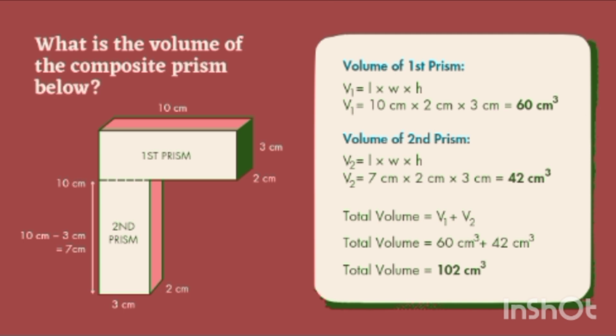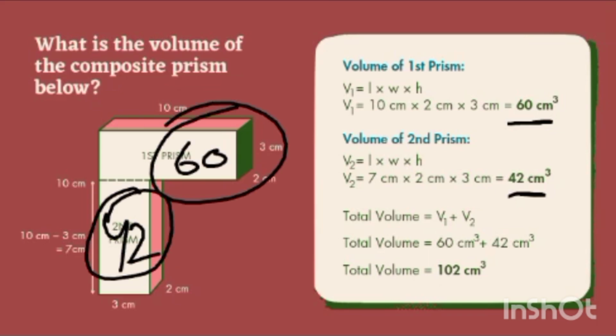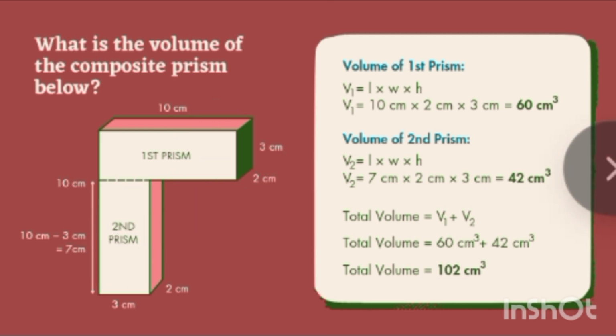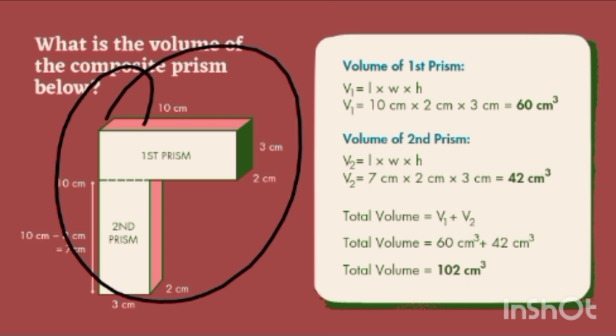And here our first was 60, second is 42. Then what we need to do is add them all. When we add these two numbers, we will get 102, which is the volume of this composite figure.